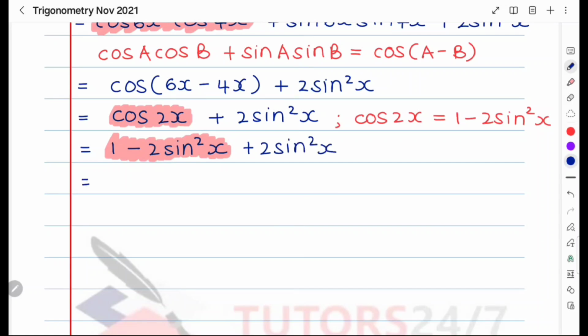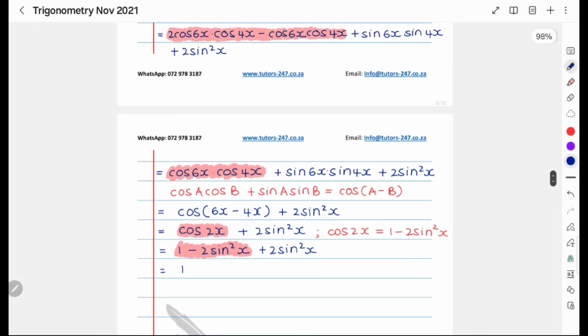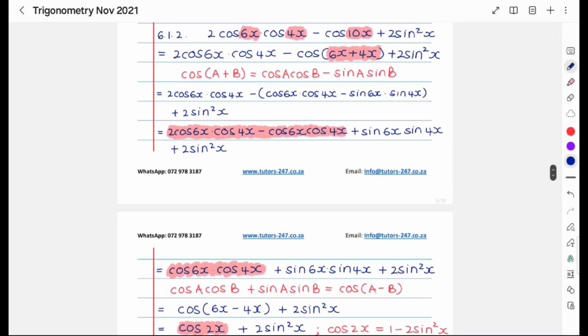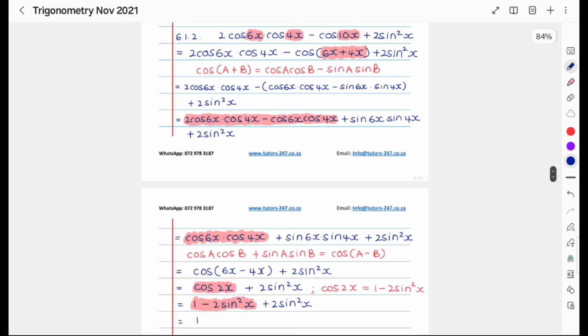Now please take note that negative 2 sine squared x plus 2 sine squared x becomes 0, therefore leaving us with positive 1 as our answer. So for question 6.1.2, we've simplified that expression to 1, and that is it. All we needed to do was make use of compound angles, our double angle formulas, and a bit of algebra, and we are done.